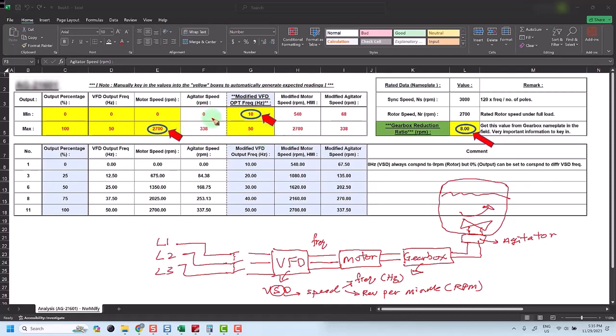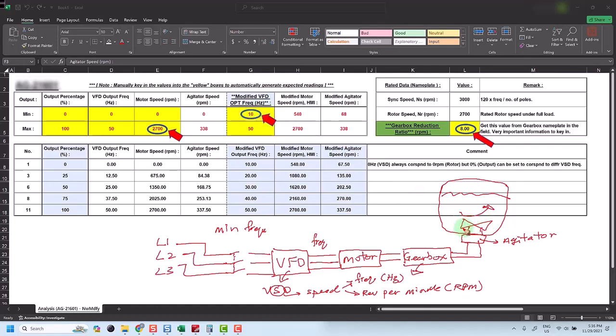Okay, sometimes we may need to use a different minimum frequency. Some processes require a minimum frequency. That is to say, when the speed is set as 0%, the agitator will still be turning because there is a minimum frequency. Such as in this case, the minimum frequency that I set here is 10 Hz.